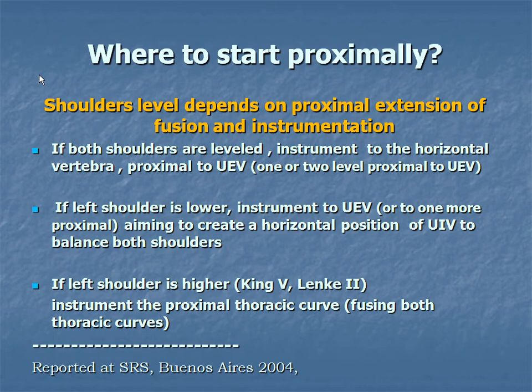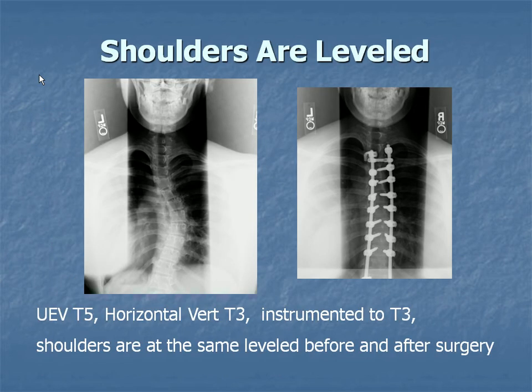So you made a decision, you're going to fuse one curve or two curves. The second question: where I'm going to start proximally, where I'm going to end distally. Beginning or proximal fixation is a function of the shoulder level. And we have three possibilities. We presented this paper in Buenos Aires showing the result of that classification.